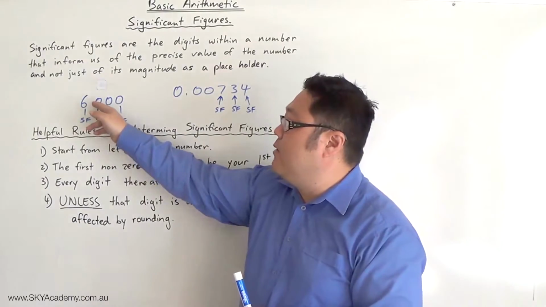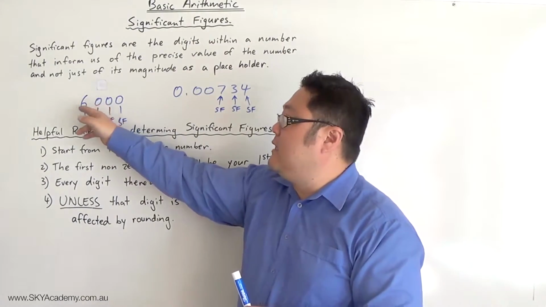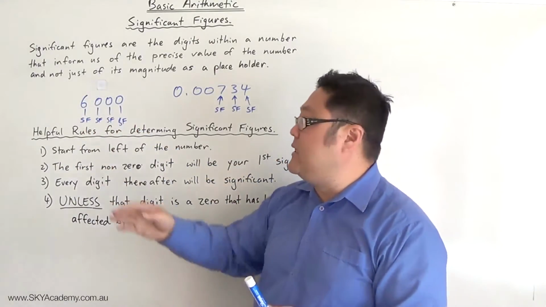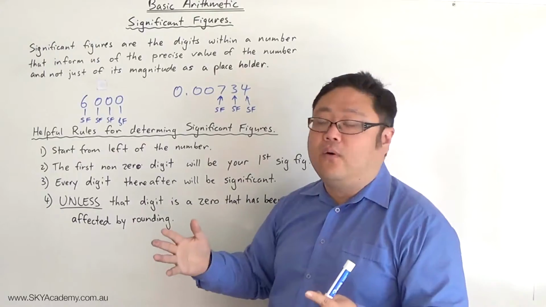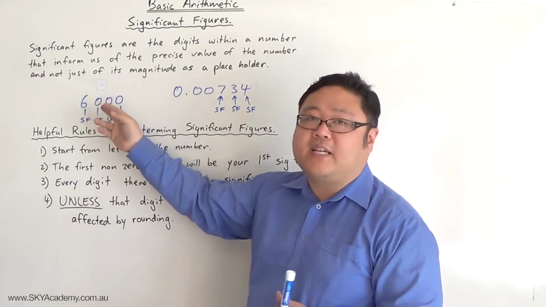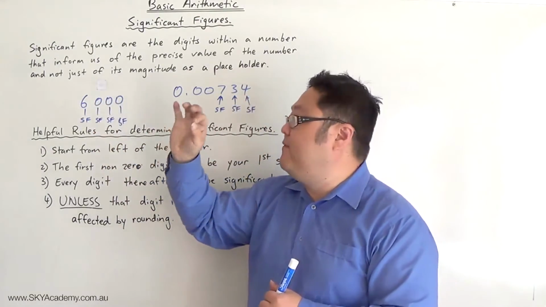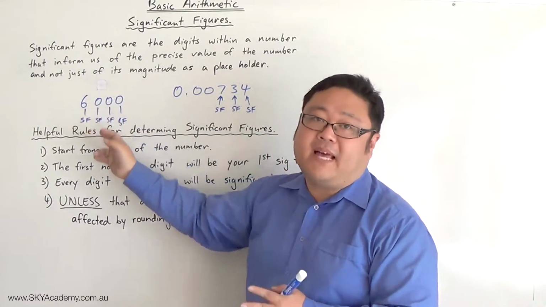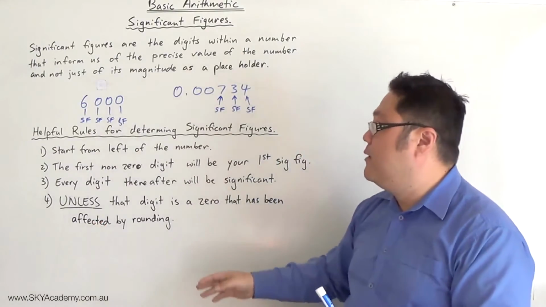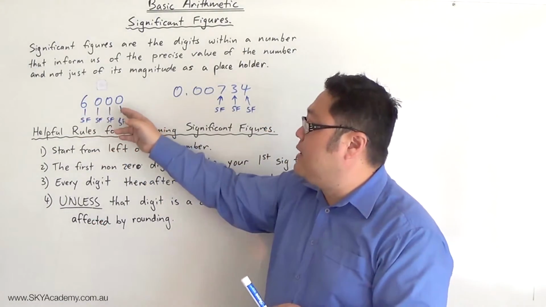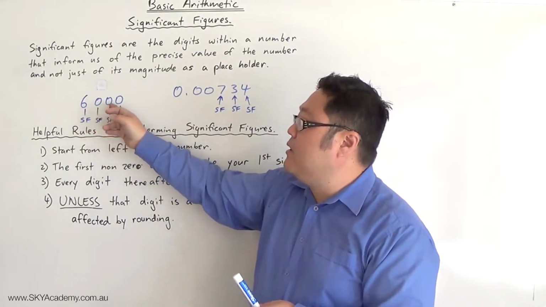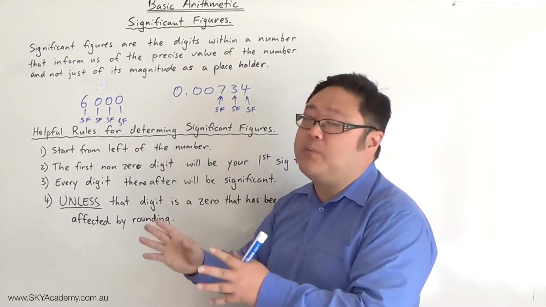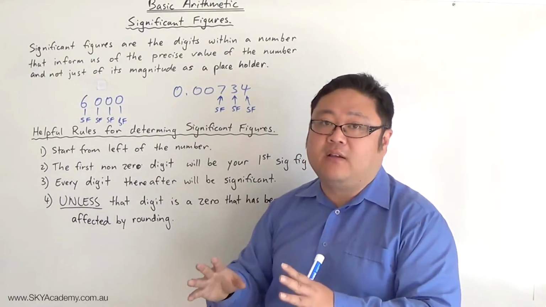So if this number is 6,000 because we've rounded it from 6,001 or 6,154, then that 0 doesn't actually tell you the precise value of the hundreds. It's there to be a placeholder. So in this particular number, the zeros may or may not be significant. Unless we have further information, we can't tell.